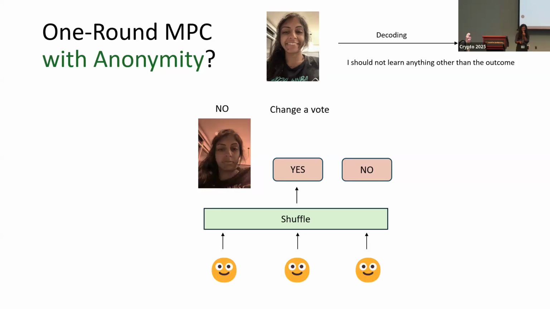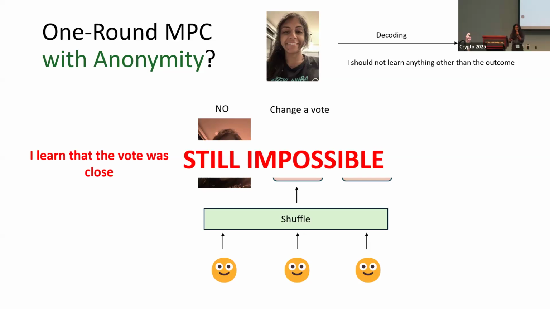I'm still going to try to learn as much as I can about the vote. So I'm going to change one of the votes, and let's say I change it to no. This is going to change the outcome of the vote. So I still learned that the vote was close in this case. So unfortunately, it's still impossible.